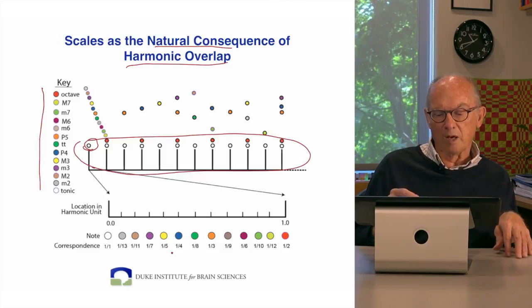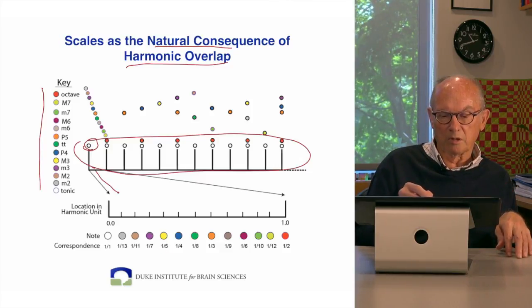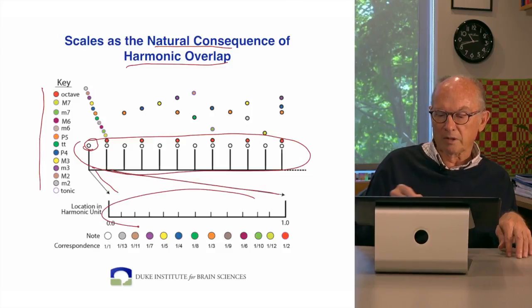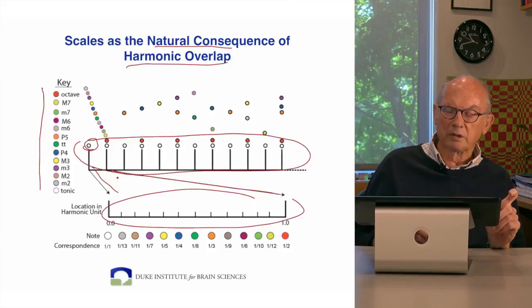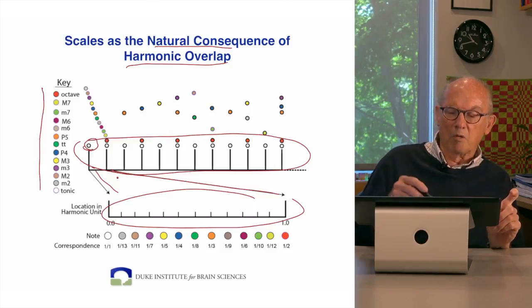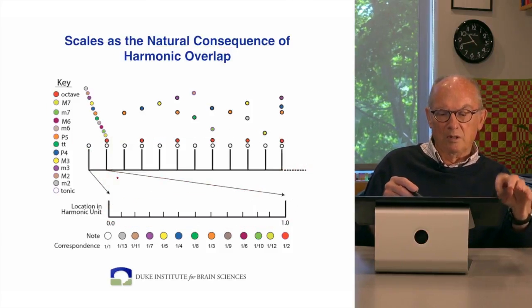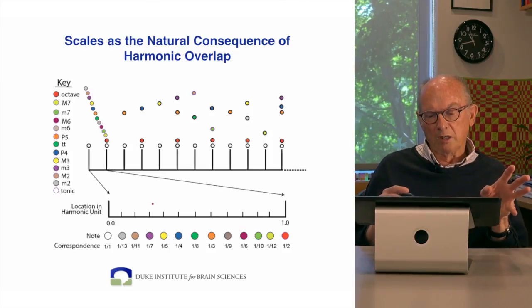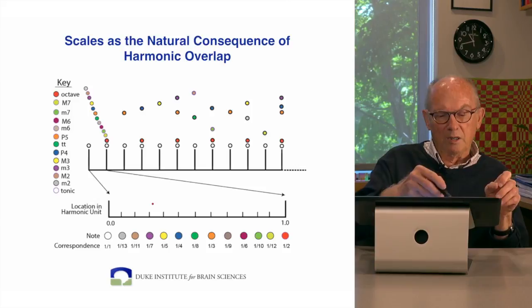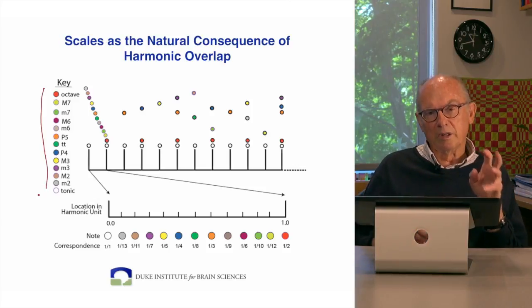of harmonic overlap. So here is a blow up of just a single octave in this harmonic series, and all of these other colored symbols, as I told you before, indicate the other intervals of the chromatic scale.